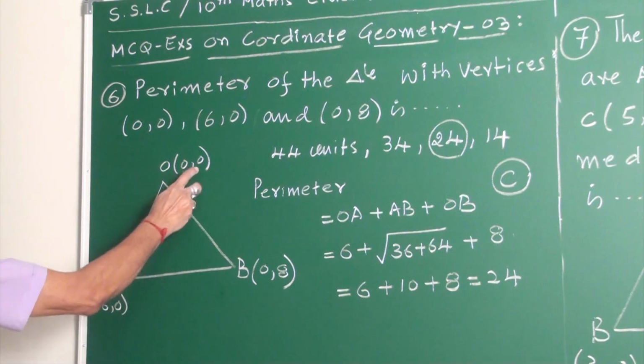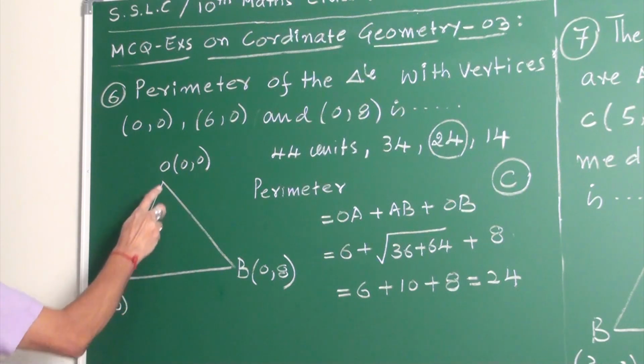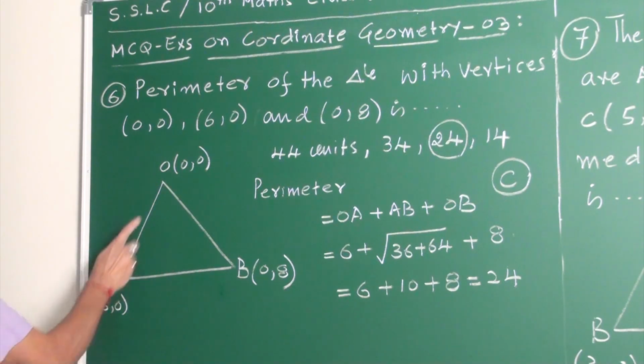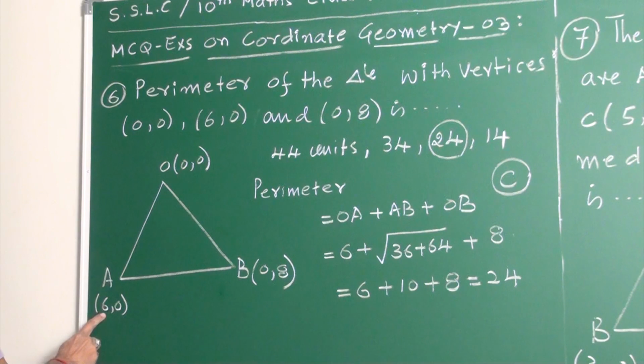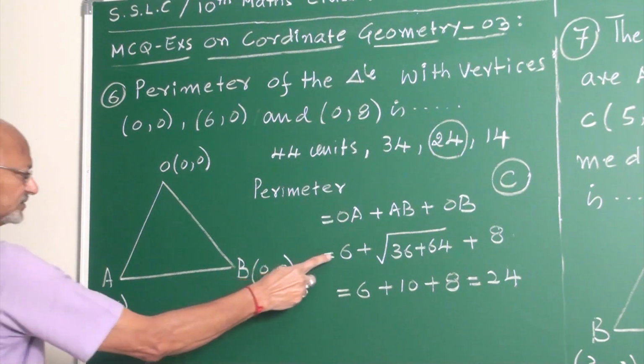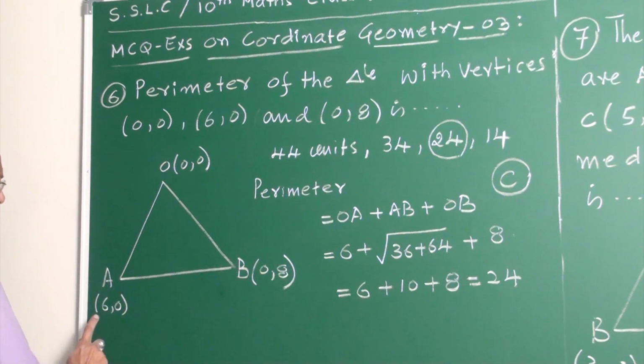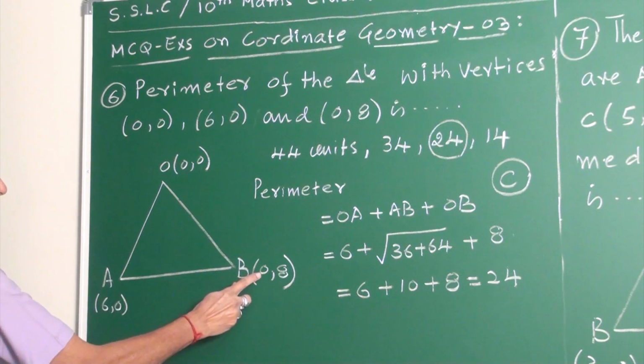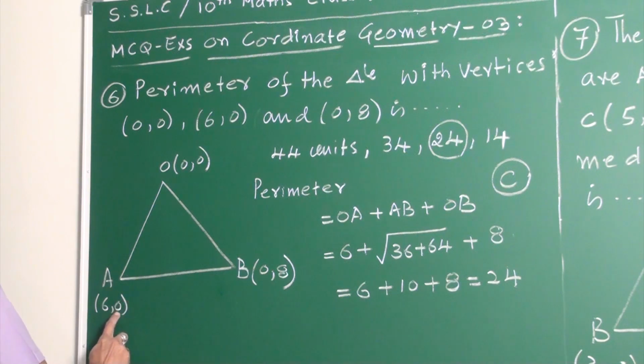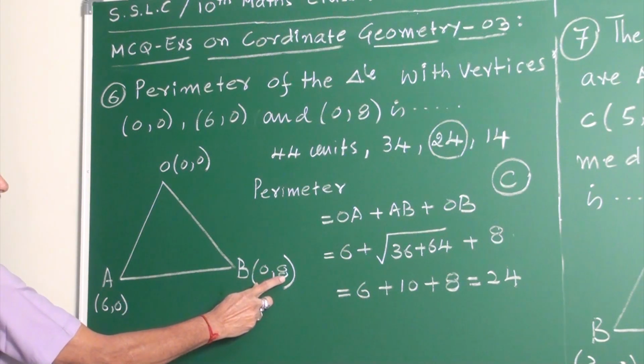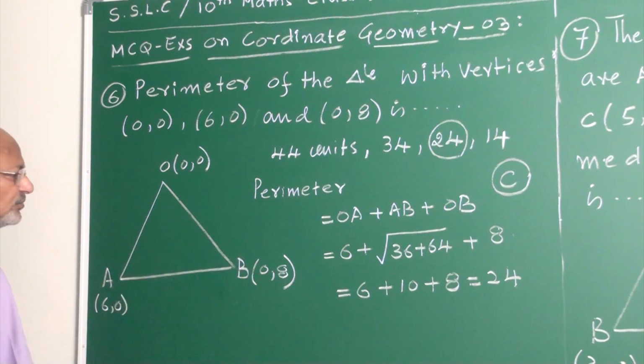Then for OA, the y coordinates are 0, don't consider them. 6 minus 0 whole square means 6 square, and the square root is 6. Then AB. AB is the square root of (6 minus 0) whole square, which is 36, plus (0 minus 8) whole square, which is 64.